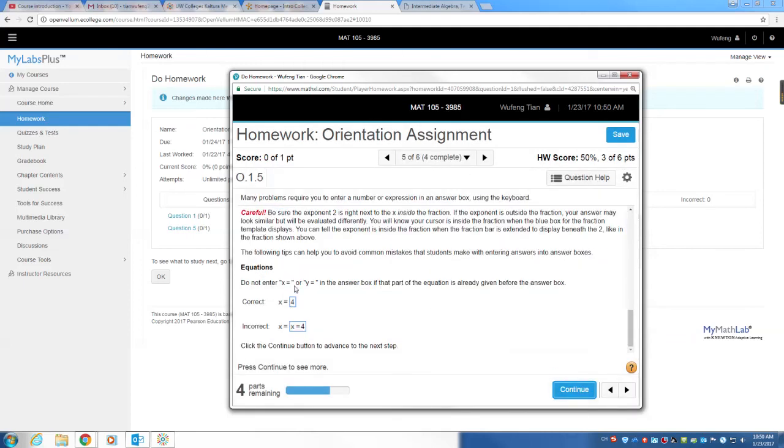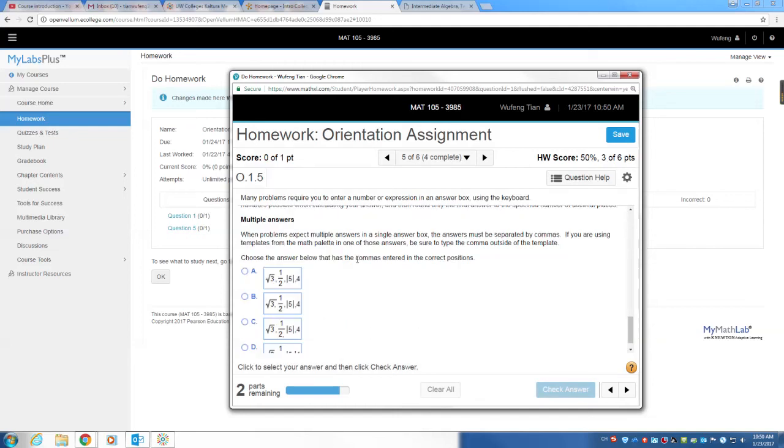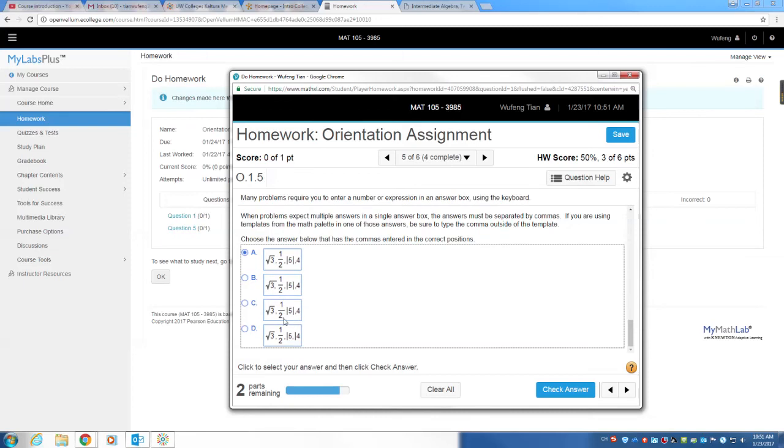Continue. X equals, y equals, continuous. Continue. Choose the answer below, commas. So which comma is right? This one, this one, this one. This is right. This one is inside the square root. Comma inside the square root is not right. This one here is not right. This one is inside the absolute value, not right. Only this one is right. So check the answer.